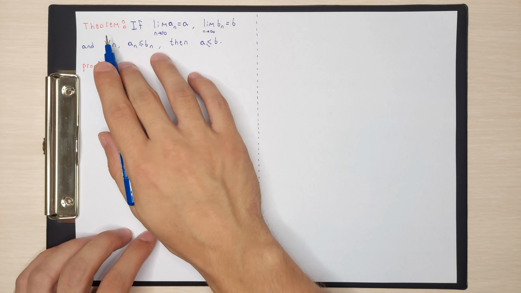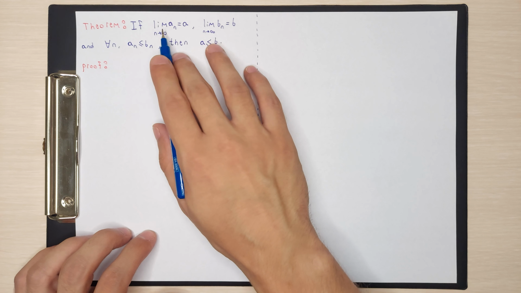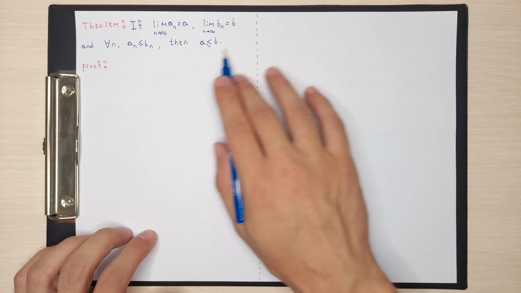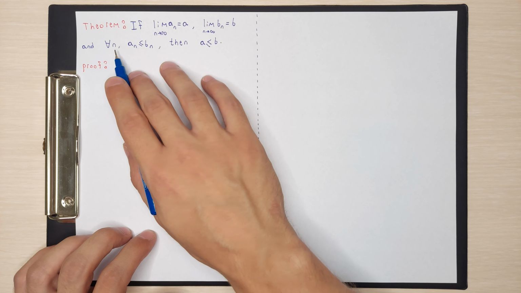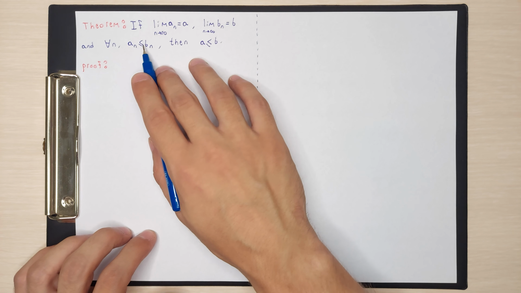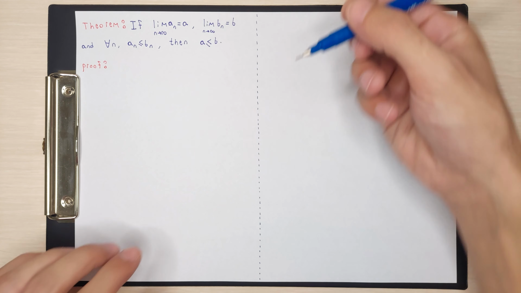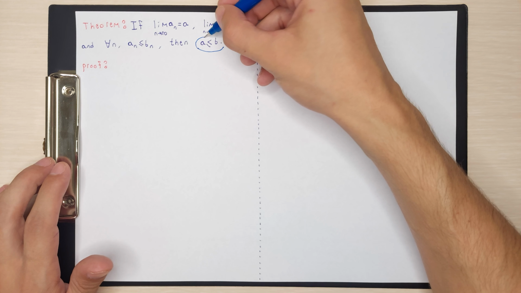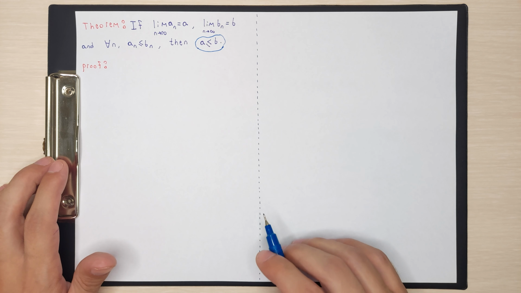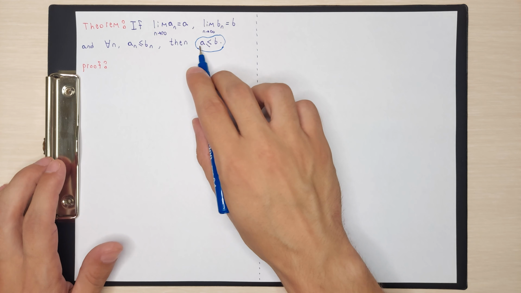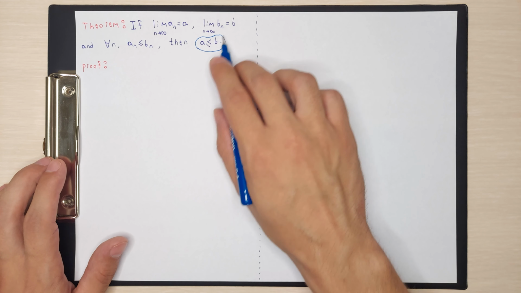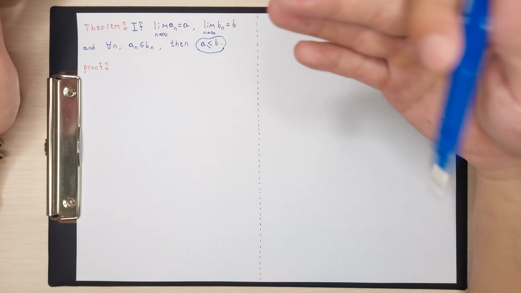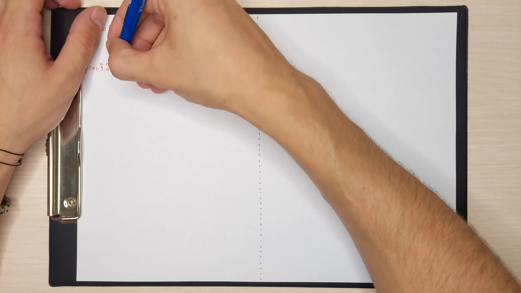So consider this theorem. This theorem says that if limit an is a, this is an assumption. Limit bn is b, okay, this is another assumption. Then for all n values, an must be less or equal than b. This is another assumption. Then by using these assumptions, the result will be a must be less or equal than b. Do not forget that a is the limit of an and b is the limit of bn. How can we prove this theorem by using the contradiction method?